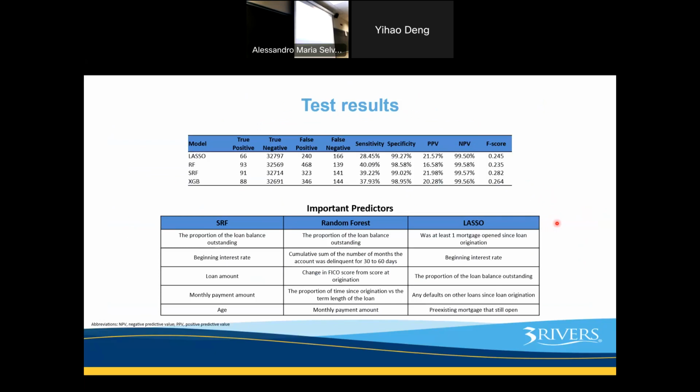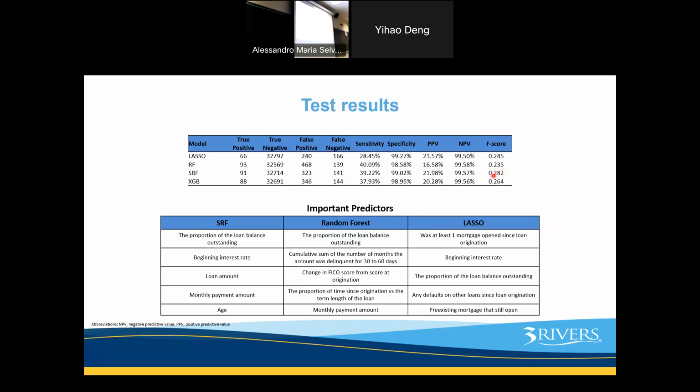Okay, for the test, we used the test data set to compare the 4 different model types and see which one performed the best. And the one that did was the super learner random forest, with an F-score of 0.28. The random forest had the highest sensitivity, but the worst positive predictive value. The super learner's sensitivity was very close to the random forest, but it had the best positive predictive value.